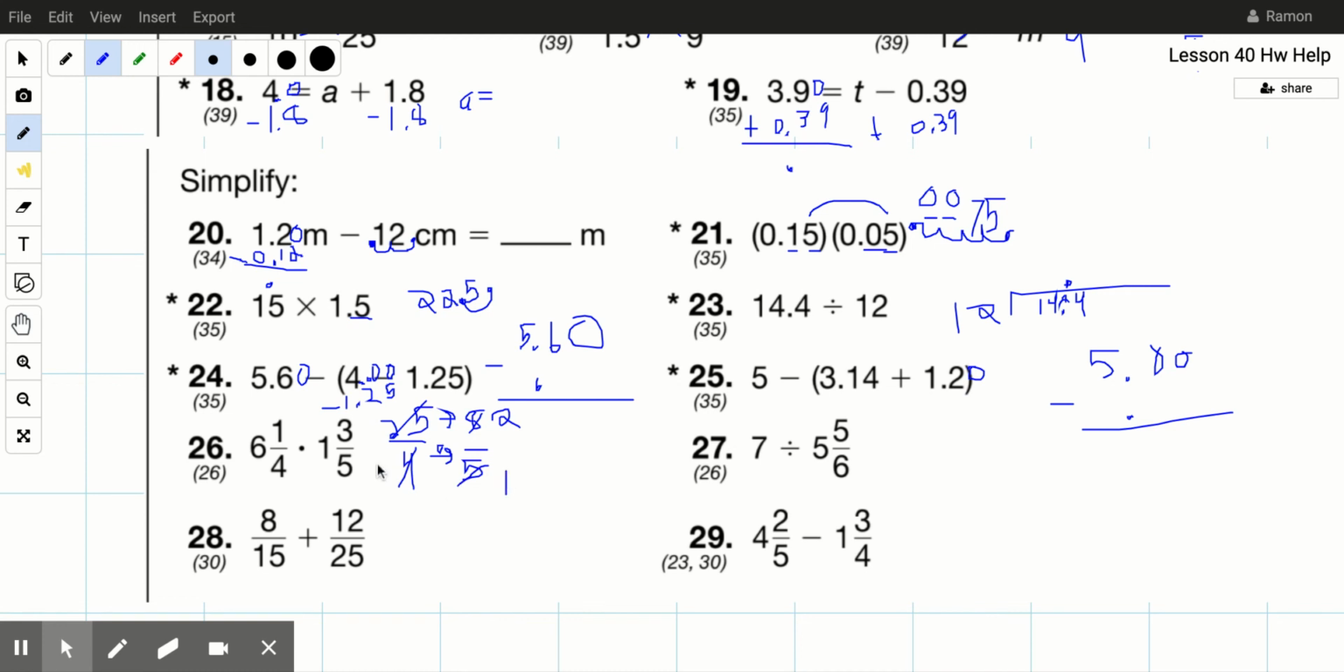And then we have 27. Everything needs to be an improper fraction. 5 times 6 is 30. 30 plus 5 is 35. So you have 7 over 1 divided by 35 over 6.